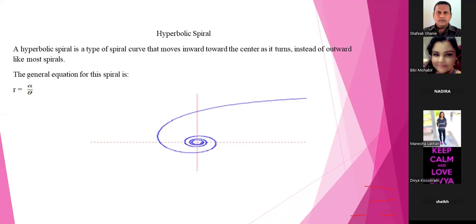Now, a hyperbolic spiral is a type of spiral curve that moves inwards and towards the center as it turns, instead of outwards like most spirals. The general equation for this spiral is r equals a over theta.